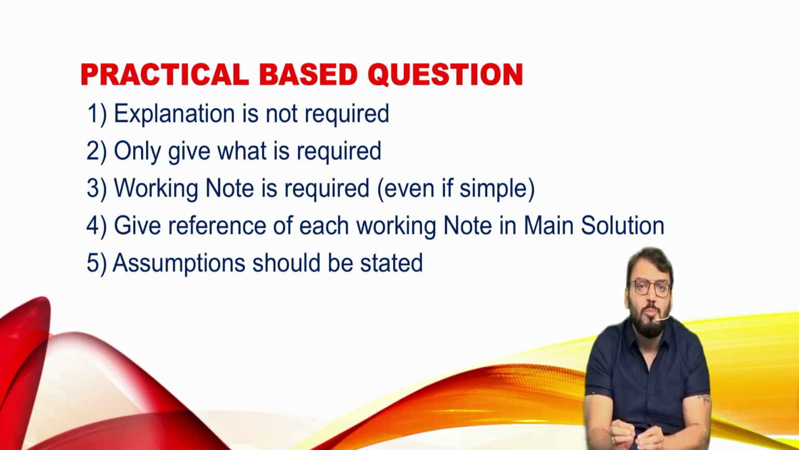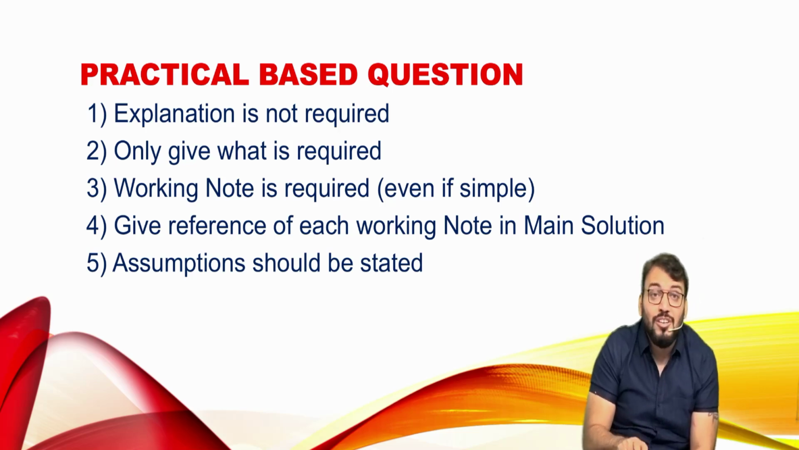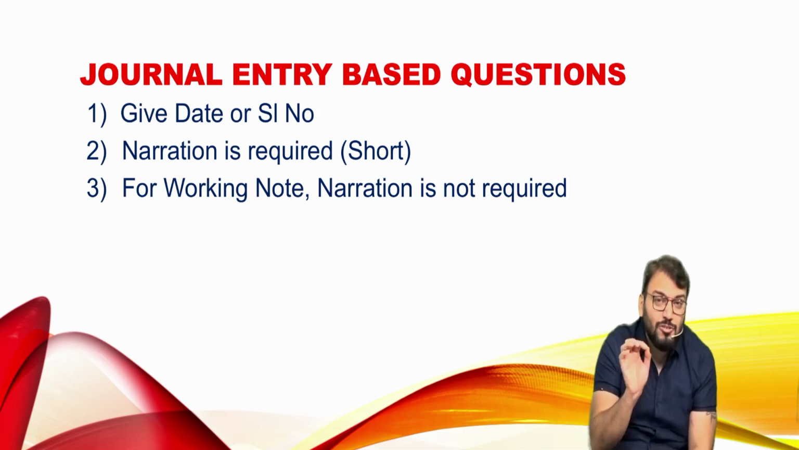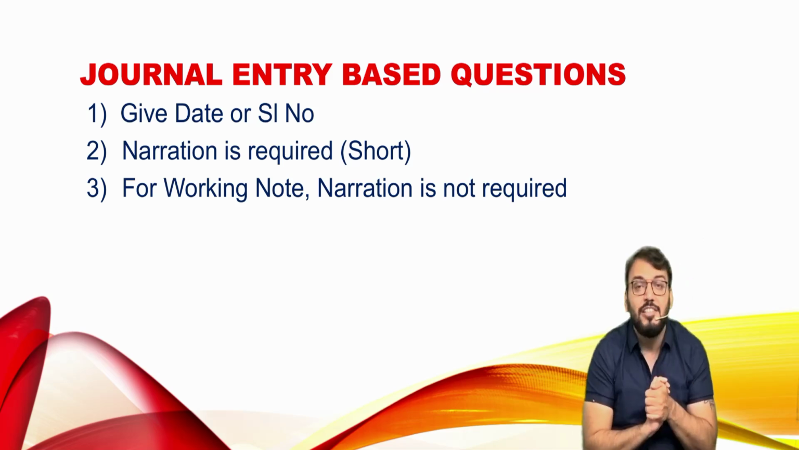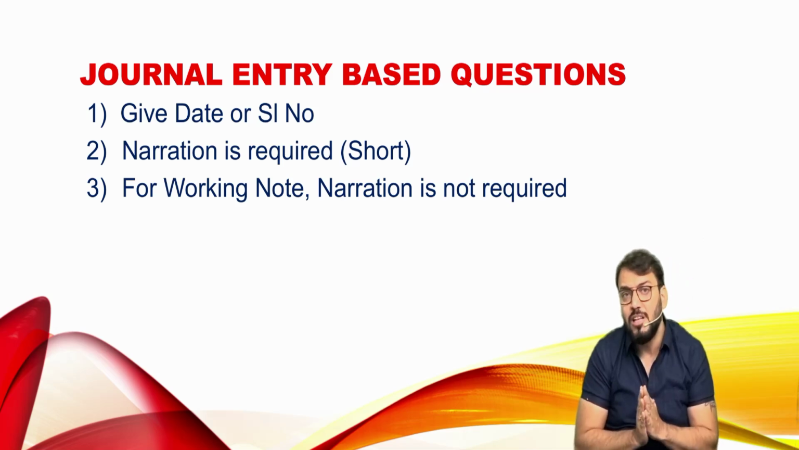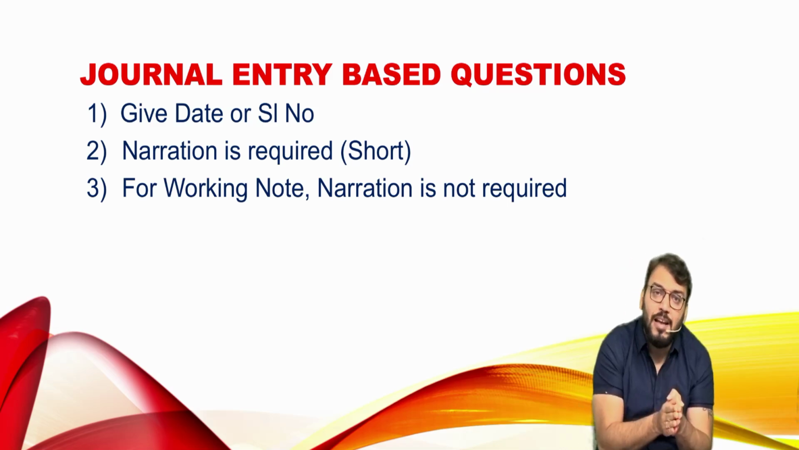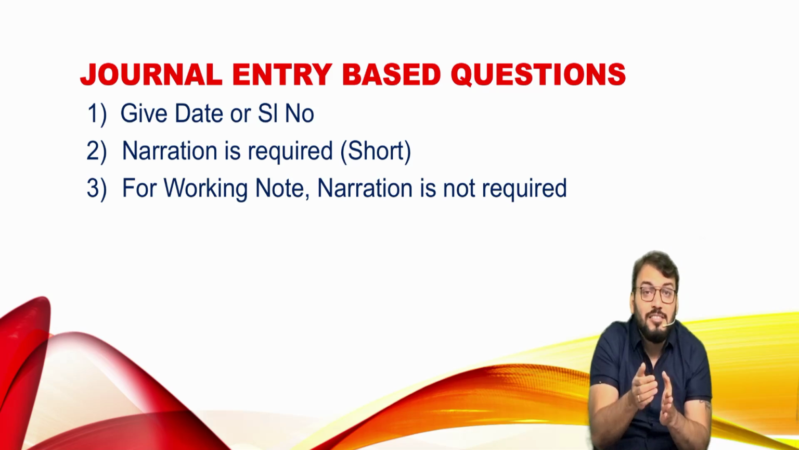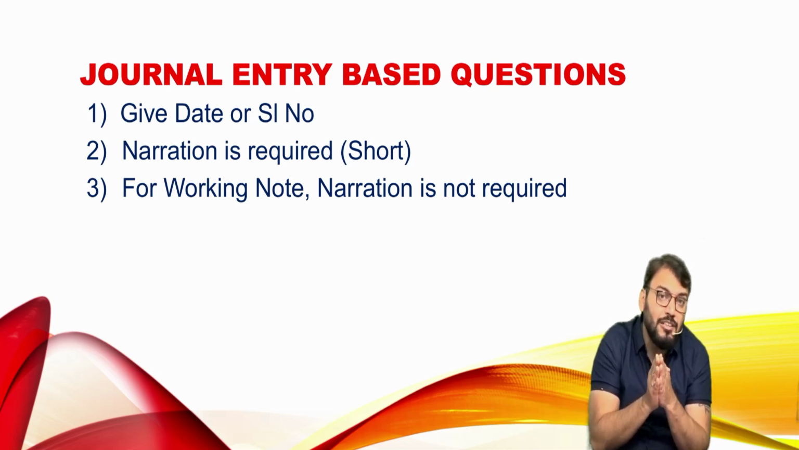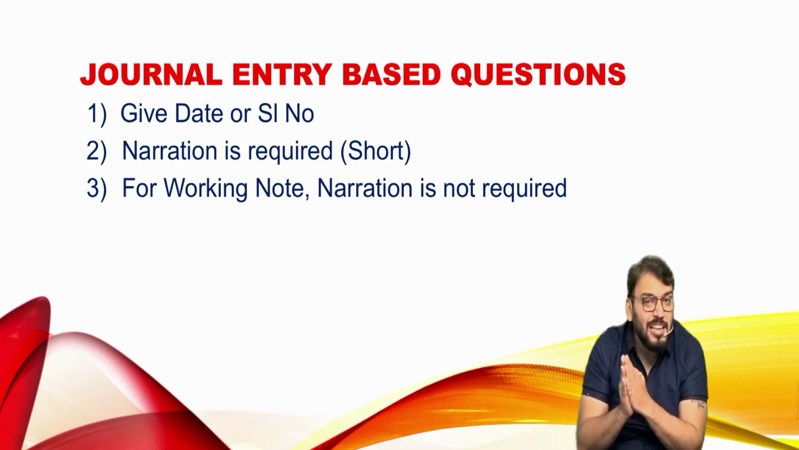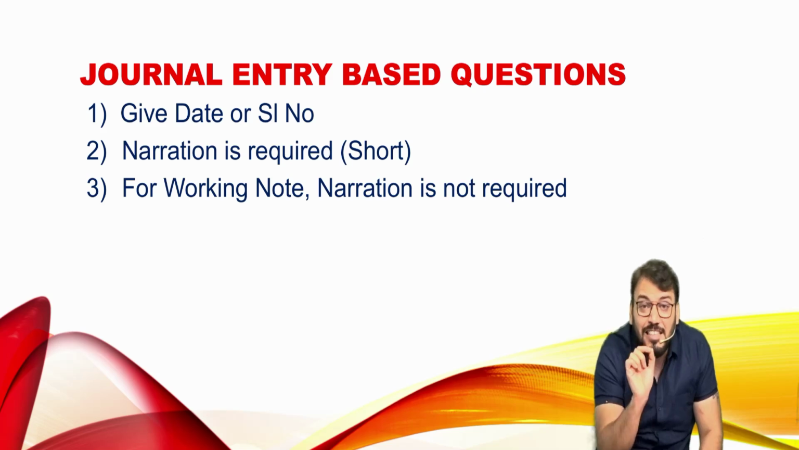Now there are some small points that I also need to inform you about, and you should also have knowledge about them. Journal entries based question. Suppose it is a journal entry based question, you need to write down journal entries date wise, and if the date is not given, just write down serial wise: serial number 1, 2, 3, 4. So journal entries are written date wise or serial number wise. Understood? Narration is required.